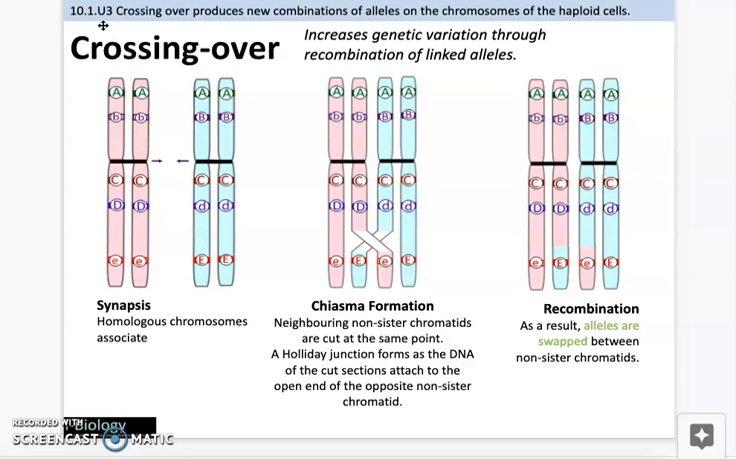Okay, so crossing over does increase genetic variation by recombining the alleles. Here we have, for example, the small e allele is now being transferred to the other homologous chromosome versus this capital letter E, which is being transferred from this chromosome to this one.